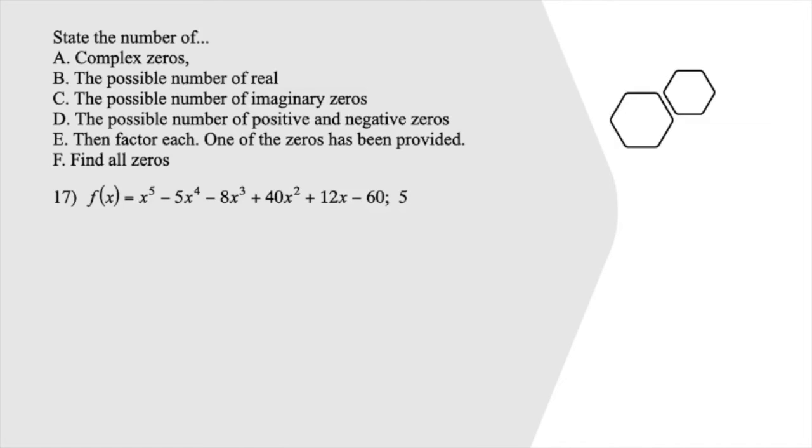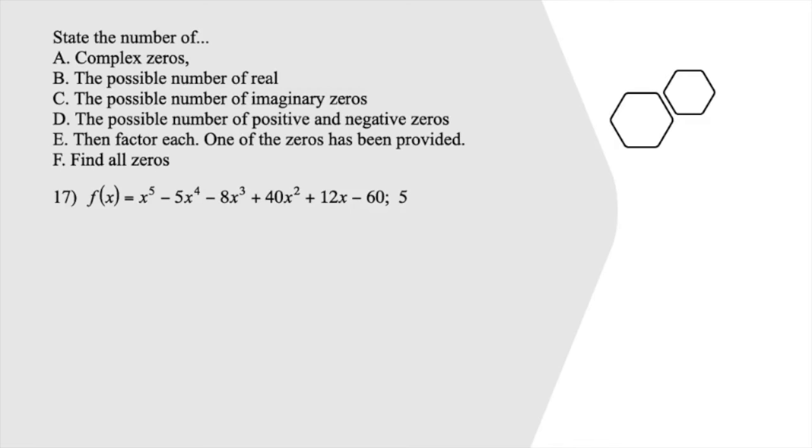Letter A, the complex zeros. How many complex zeros? 5. Why do you know that? Because it's a 5th degree. That means your reals plus your imaginaries is going to add up to 5. The possible real zeros: 5, 3, and 1. Okay, so if I go from 1 through 5, can I do 1 through 5? You can't do 1 through 5 because it's 1, 3, 5. It's going to start at 5 and go down by 2.